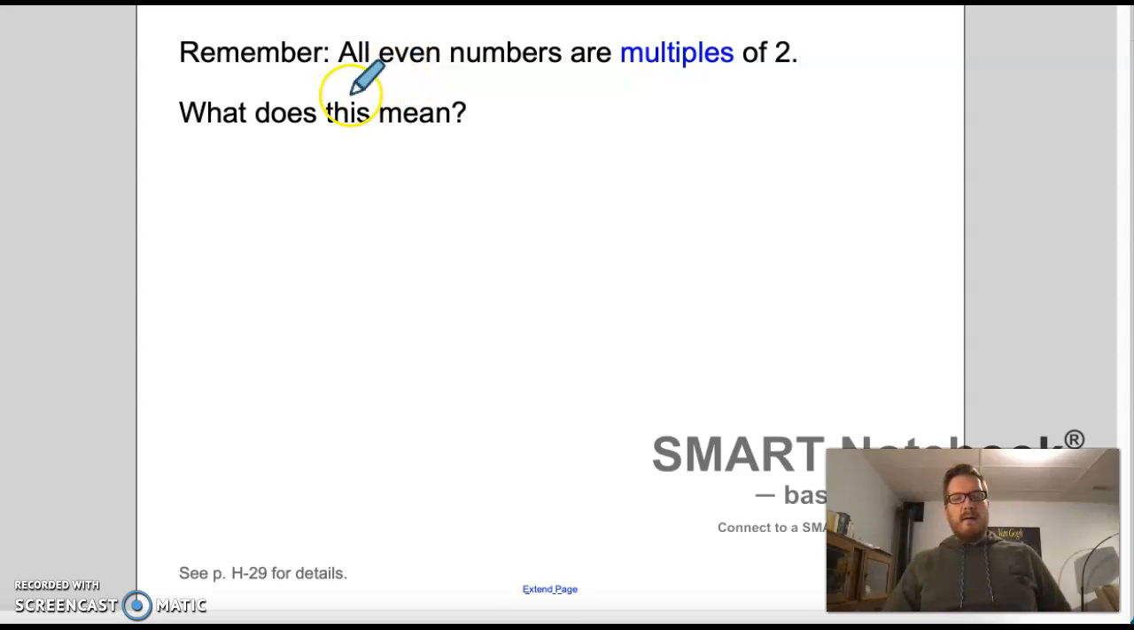So, just one thing to remember, all even numbers are multiples of 2. So what does that mean? That means that if all even numbers are multiples of 2, all even numbers greater than 2 are composite numbers.